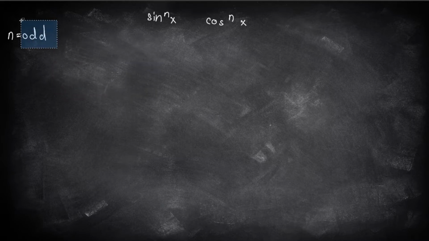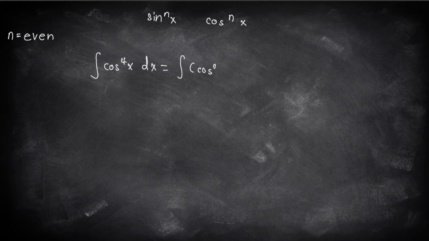Now, if n was even, we're going to have to use the double angle identity for cosine. So let's say we have the integral of cosine to the power of 4 of x dx. We're going to have to make this a square, so that's the integral of cosine squared of x, squared. So 2 times 2 makes the 4.